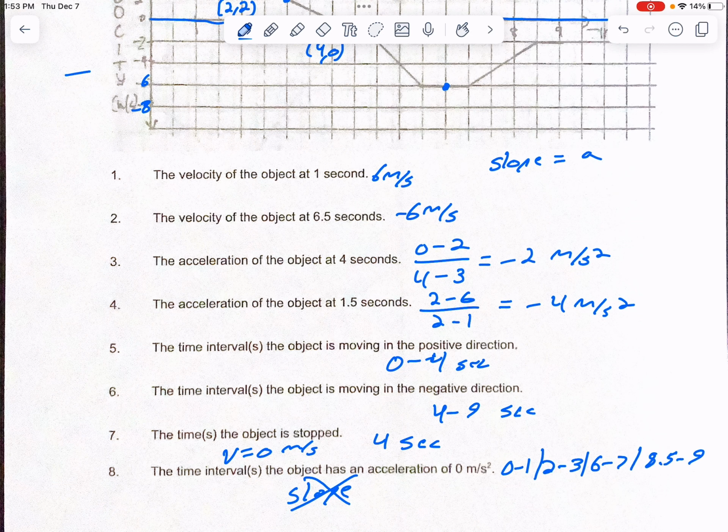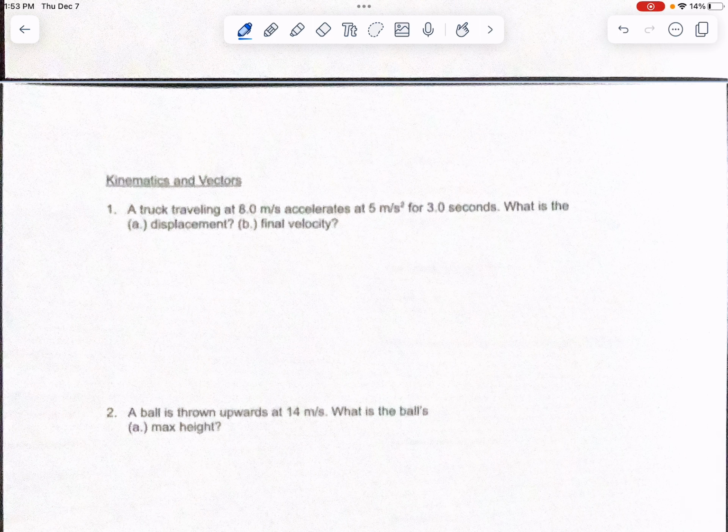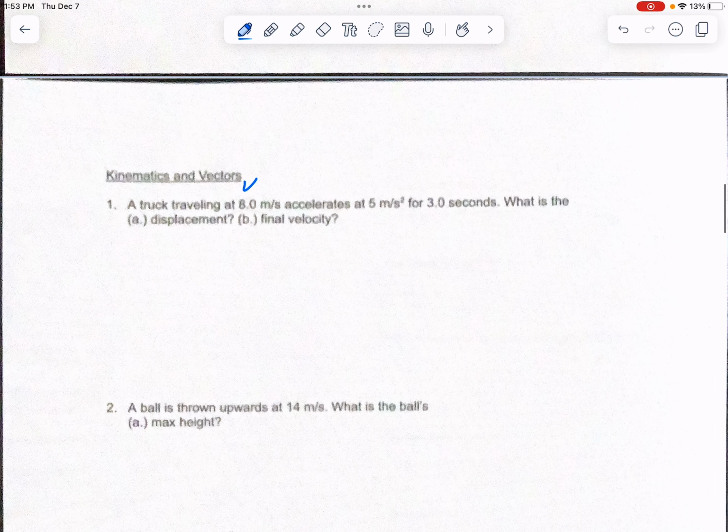All right, now let's go on to the actual calculating stuff. This is going back to basic kinematics. I know you've learned a lot of stuff since then, but this is going back to basic DAFT when you were learning. A truck is traveling at 8.0 meters per second, accelerates at 5 meters per second squared for 3.0 seconds. So there's velocity, there's acceleration, and then there's time. What is the displacement and final velocity? That means this 8 was our VI. So part A means we're looking for displacement, which is our D. So we're just going to do DAFT.